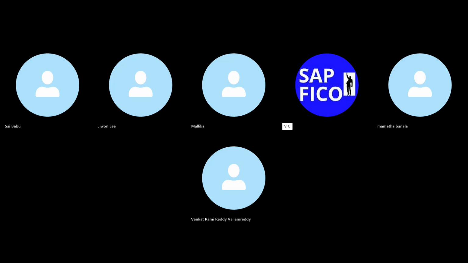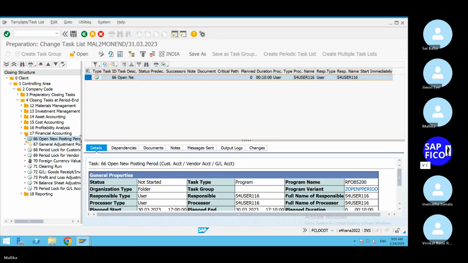Preparation of all these things, okay, with the variant name. What is the exact program name that we have done? That is RFOB 5200. Based on that, you have entered some of the details, with the opening and closing periods for the customer account, vendor account and GL account. Those are in the preparation phase. When that is done, we need to go for the execution phase.